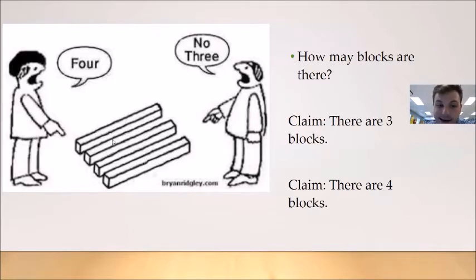Okay. And not only that, but there's also an optical illusion. See, one of these lines is actually going to another block per se, and your eyes kind of get caught up in it. So how many blocks are there? Well, it depends on how you look at it. But what matters is these two individuals here are making a claim.